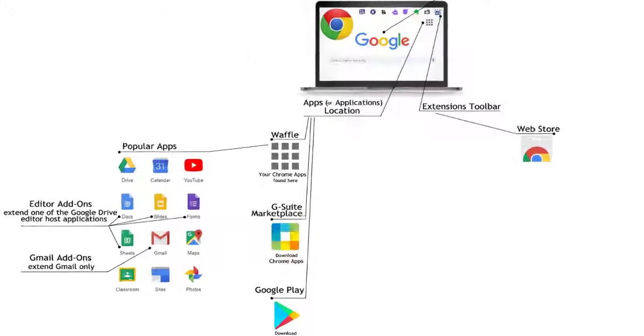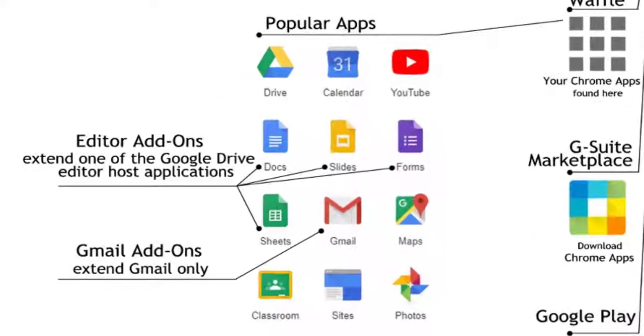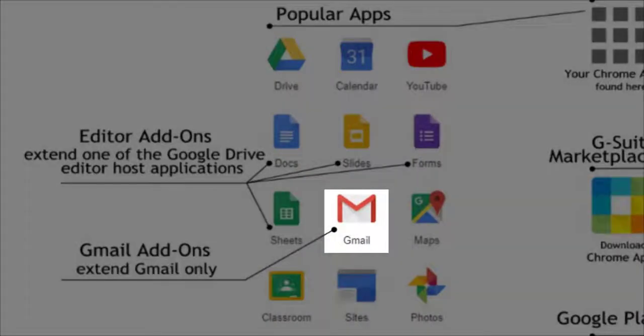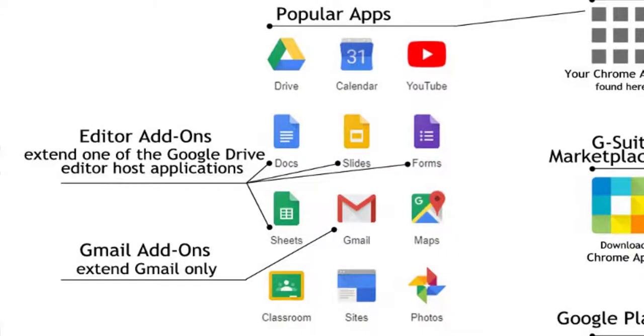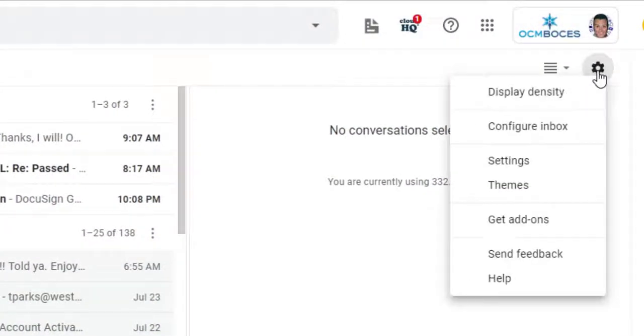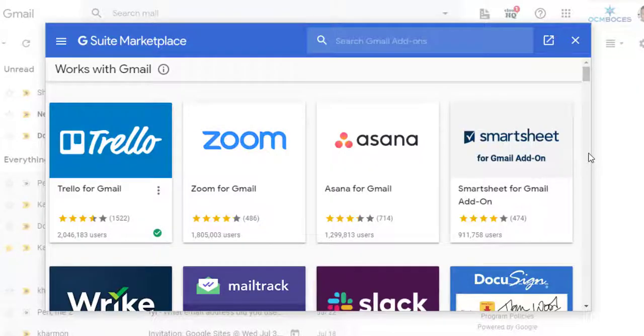Let's swing back over now to the apps that have add-ons. There are two types of add-ons. One of them is for Gmail. This is only going to extend the use of Gmail itself. So inside of your Gmail, you're going to go to the settings button and go down to get add-ons. When you choose this option, a window pops up, our G Suite Marketplace, and it shows all the different add-ons that will work with Gmail. You're again going to pick something that you like or that you'd like to try and go ahead and install.